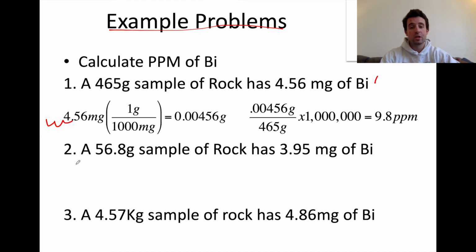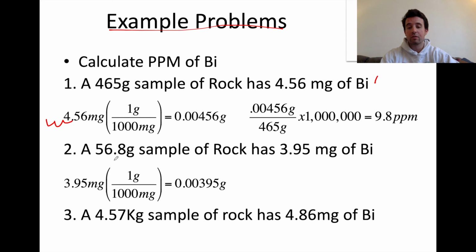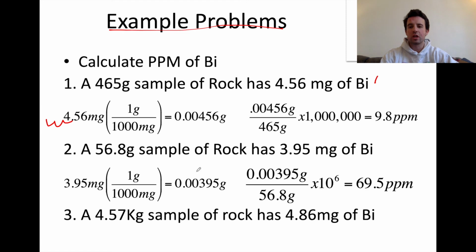A 56.8 gram sample of rock has 3.95 milligrams of bismuth in it. Here's how we would solve that. Same thing as before. First, convert milligrams to grams, and then divide those two numbers. Here you'll see I multiplied by 10 to the 6th. It's the same thing as a million. It's just a different number. And you get 69.5 ppm there. For the last problem, it is 1.06 ppm.